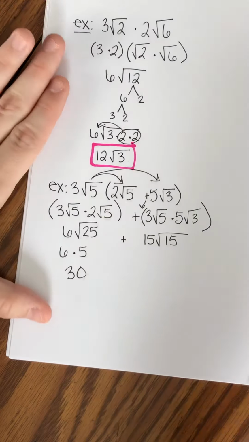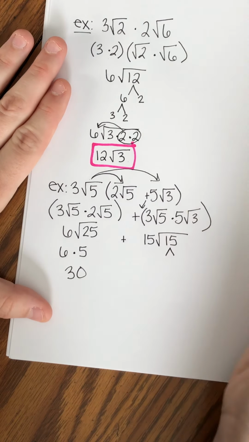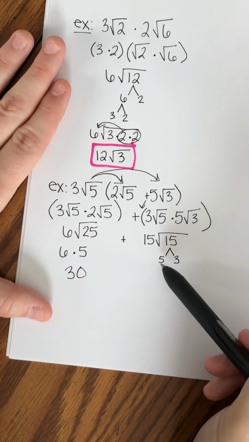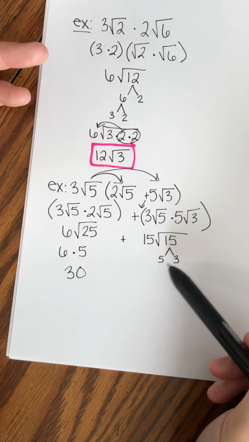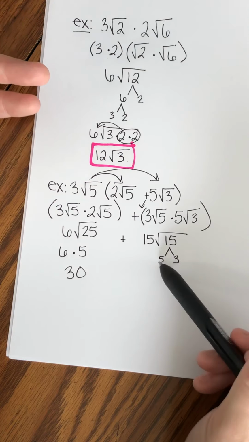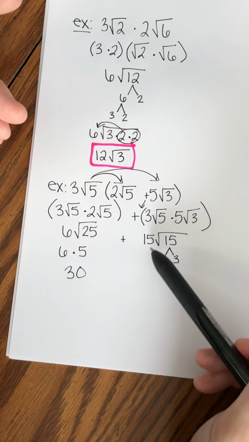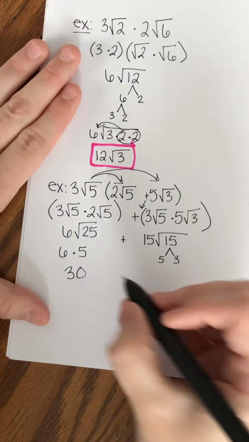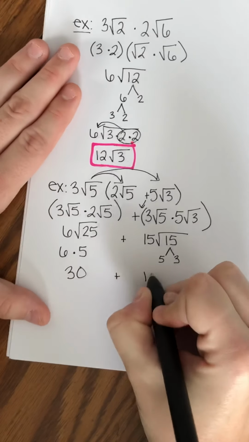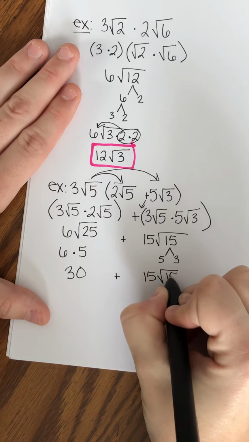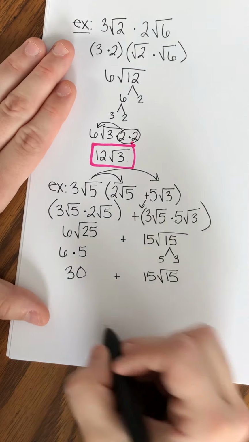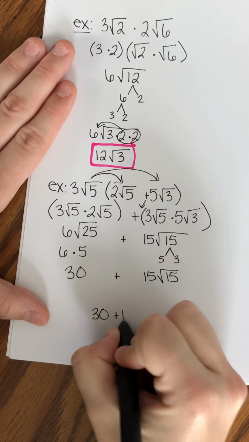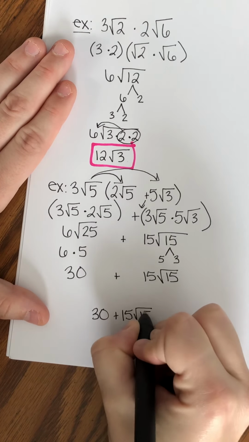All right, on this side, let's see if we can simplify. The factors of 15 are 5 and 3. Well, those are both prime factors. You can't simplify it down anymore. So you would end up with just the square root of 5 times 3, which is already 15. So we cannot simplify it. So we got 30 plus. This cannot be simplified. So this is going to be our final answer. Your most simplified version is just going to be 30 plus 15 square root of 15.